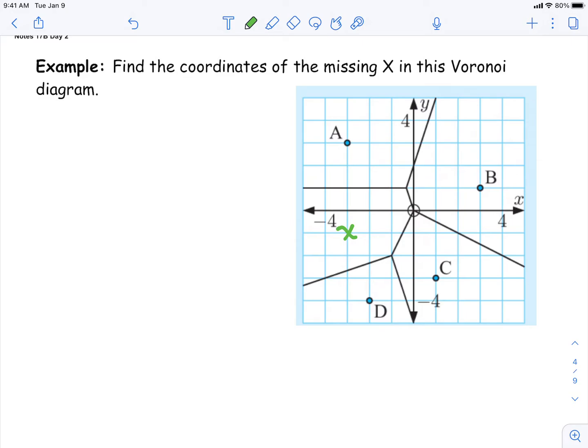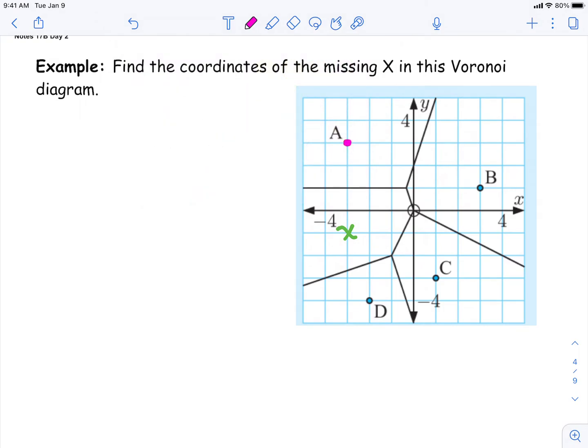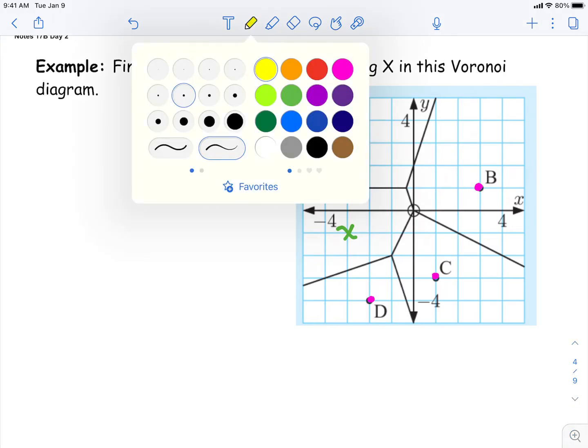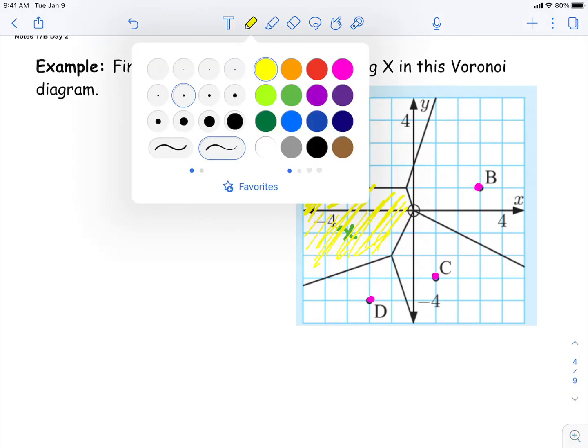Right, here's an example where we want to find the coordinates of the missing X in this Voronoi diagram. So we have some cells that have already been identified. So we have a point, cell A, a point, cell B, a point, cell C, and then a cell D. And we're missing one point, which we'll call X, that's in this cell right here. So we want to find out what is that point. So we're going to go ahead and start to label some of these points.